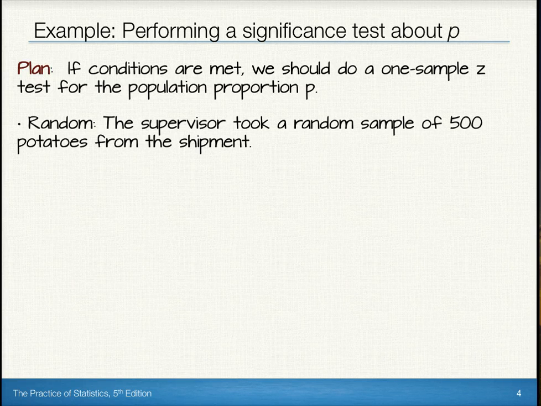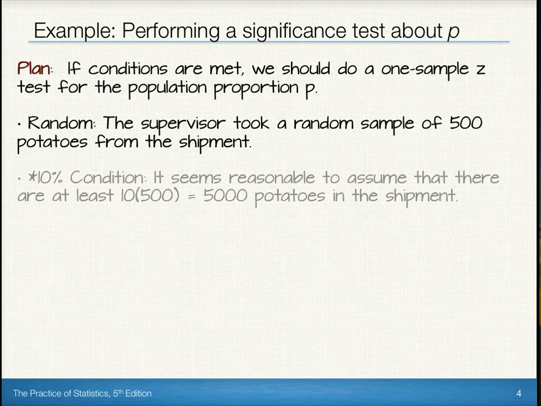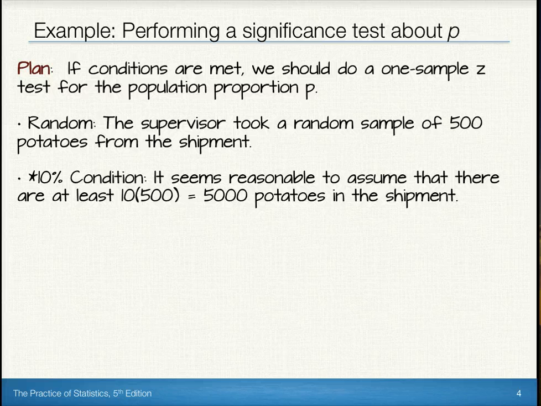Well, first of all, we need to check for randomness. Note the supervisor took a random sample of 500 potatoes from the shipment, so that condition is met. Next, for our 10% condition, we can state it seems reasonable to assume that there are at least 5,000 potatoes in the shipment. We'll assume it's a fairly large truck and there's lots of potatoes in there.